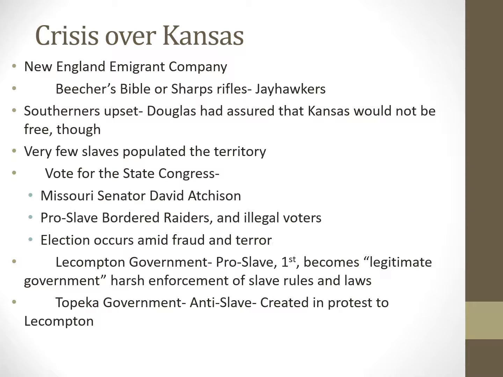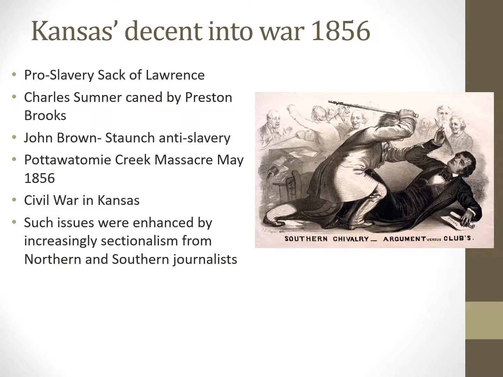The other government was the Topeka government, and this was the anti-slave government, and it was created by anti-slave advocates in protest to the Lecompton government. So you have two governments in Kansas. Kansas descends in 1856 into a state of guerrilla warfare, terror warfare, in which some 200 people were killed in 1856 over this.